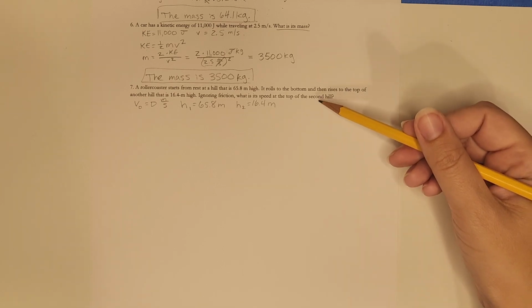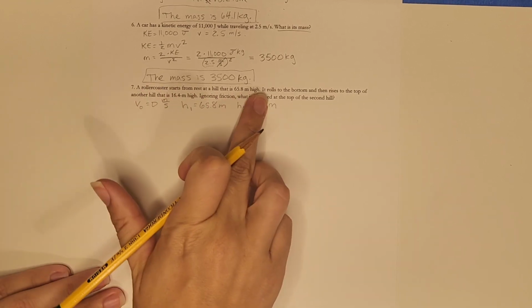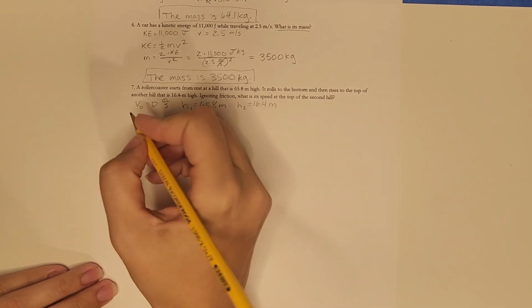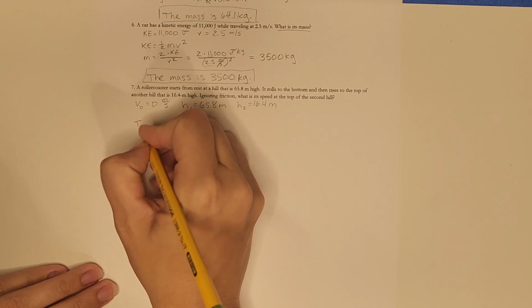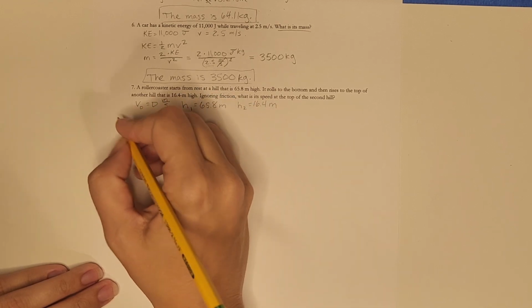So we're going to put together two of our total energy equations, and the total energy is going to be the same whether we're at the top of the hill or we're at the top of the second hill. So we'll be able to then make them equal to each other and solve for what we're missing. Okay, so let's look at total energy at these two different spots. So what is the total energy when we are at the top of the hill based on the information that we had?